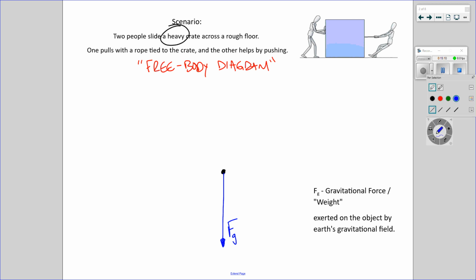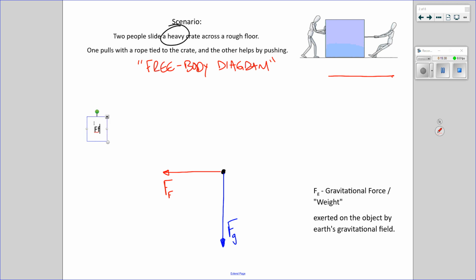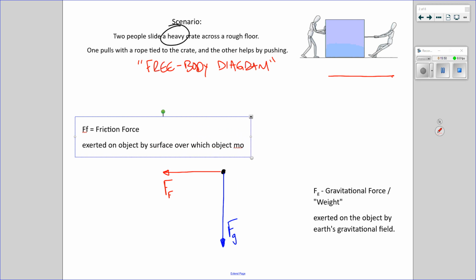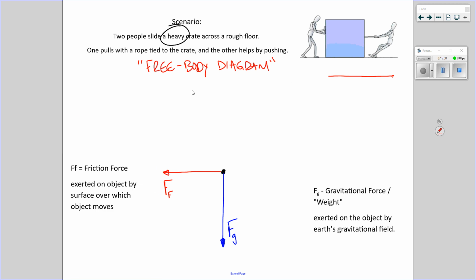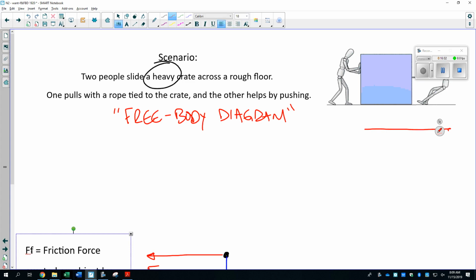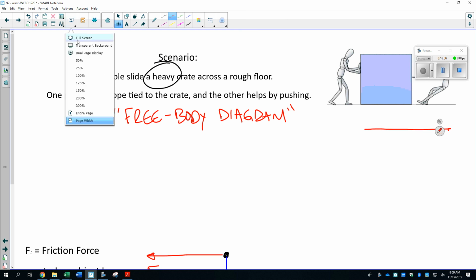Rough, a rough floor. That means that if this thing is sliding along that way, there's going to be a friction force that points that way, that opposes that motion. So F_F, friction force, exerted on object by surface over which object moves. Yes, fine. Okay. You got to subscript that. I mean, now we're just being picky. Okay, great.